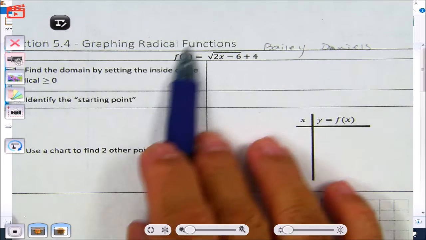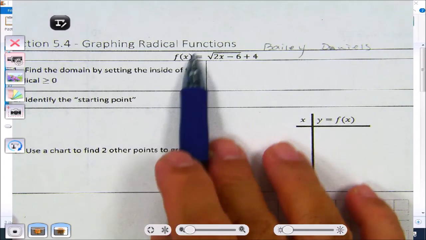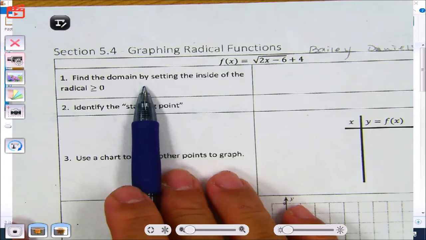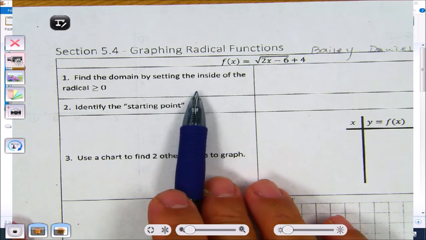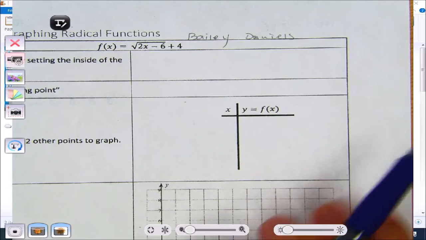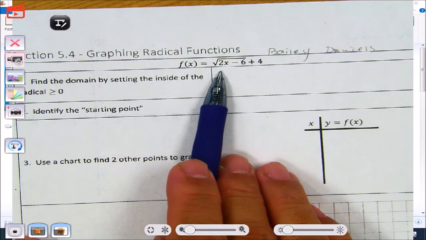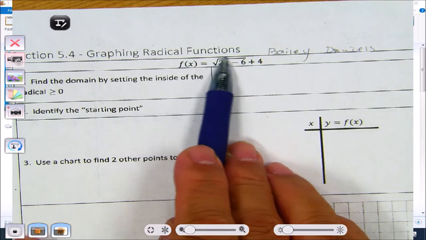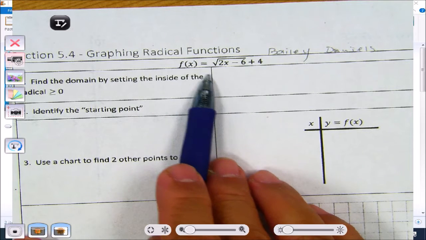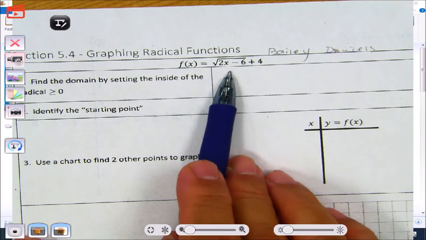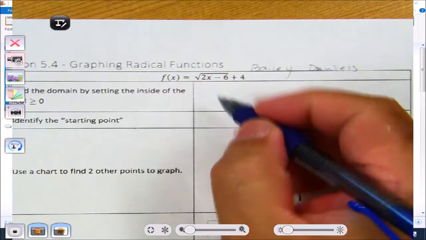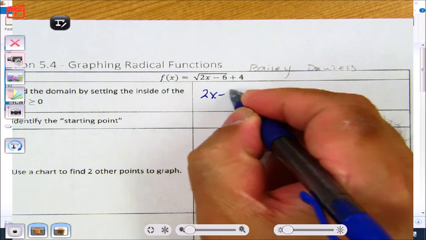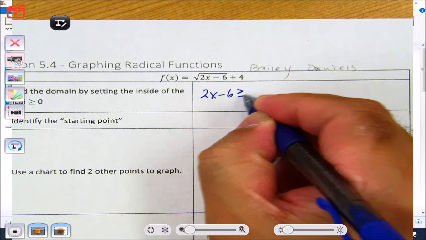We're graphing these functions today, and you're going to start by finding the domain. So you're going to set the inside of the radical. The radical is this squiggly sign, okay? The inside of this radical is 2x minus 6. The 4 is not inside the radical. So I'm going to write 2x minus 6 is greater than or equal to 0.